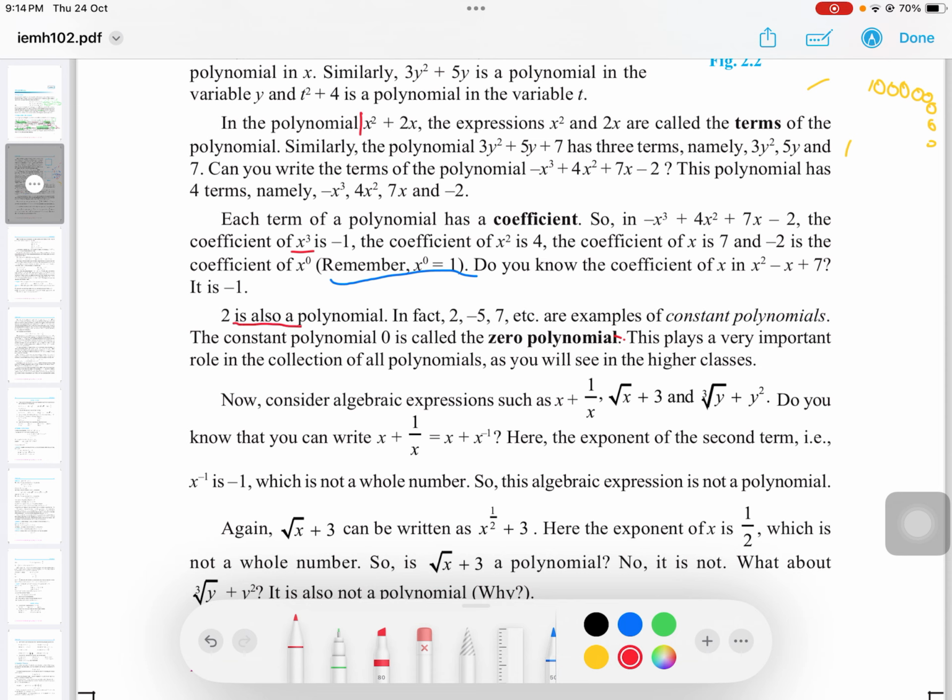So 2 is a polynomial. What is a polynomial? First of all, polynomial, let's say 4x cubed. It has a coefficient, it has a variable, and it has an exponent which is a whole number. That's it. That's all there is to a polynomial.